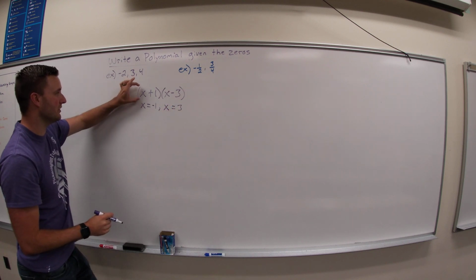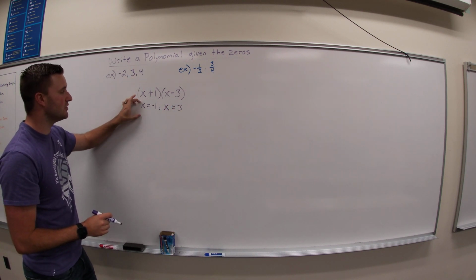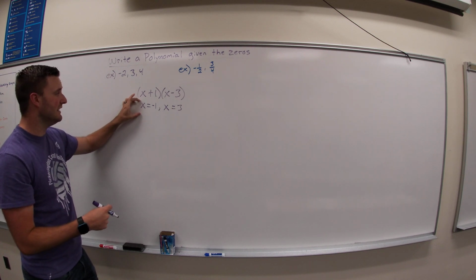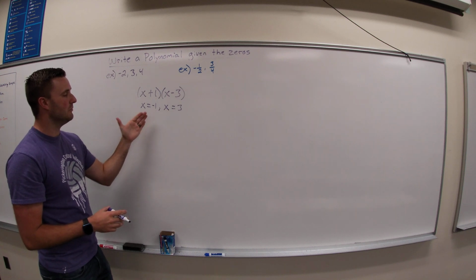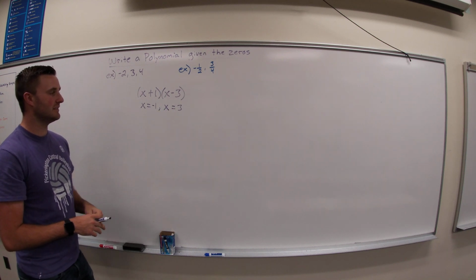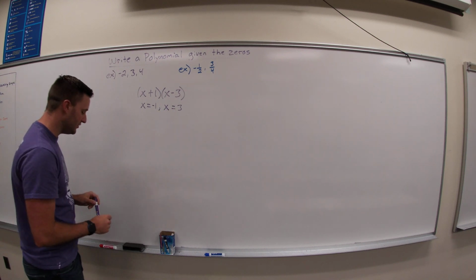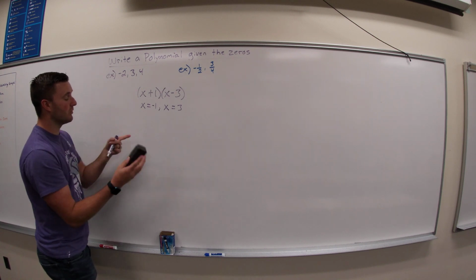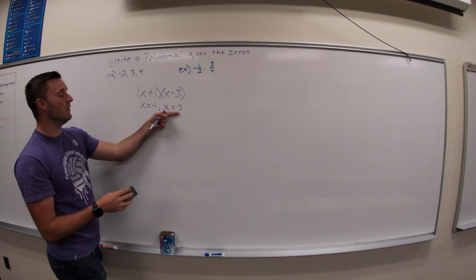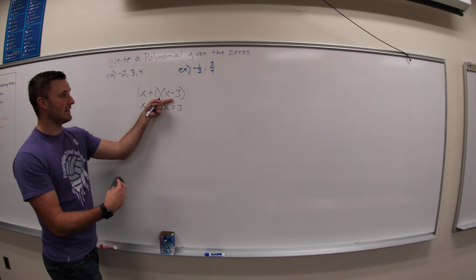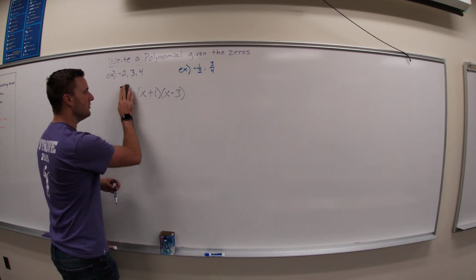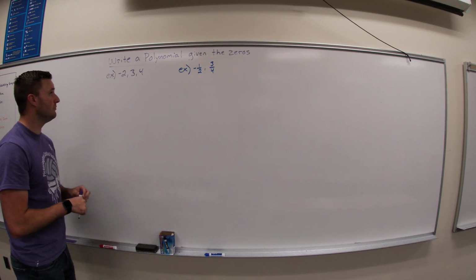So the factor is x plus 1, but the solution, or the root, or the zero, is x equals -1. The factor is x minus 3, but the solution is x equals +3. We're going to use that same logic here to help us out. We're going to now work backwards. When the solution is 3, my factor is its opposite, x minus 3. We need to know that to find the original polynomial.